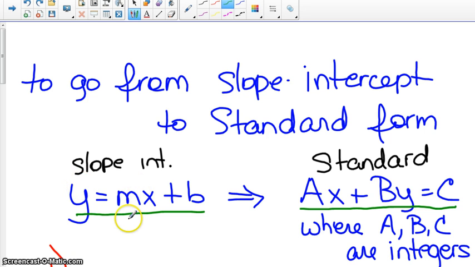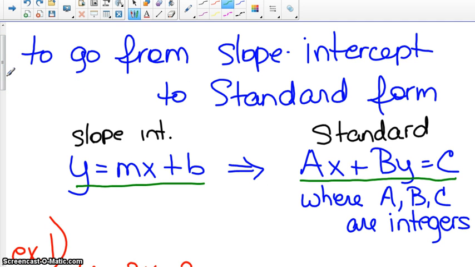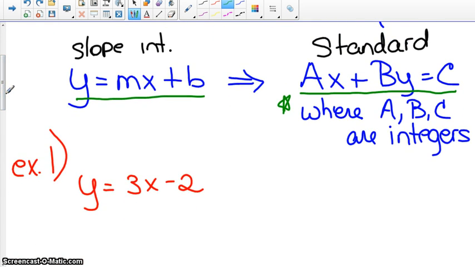So what we're going to want to do is get the x and the y on one side, and then there's one more little parameter that we have to have for standard form, and that is, you got to remember this: a, b, and c are integers. And what that means is they can't be fractions. A lot of times in this form we have fractions. We'll talk about how to get rid of the fractions. Okay, let's try the first one.